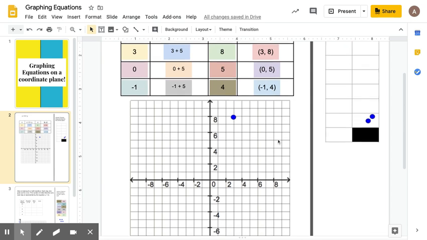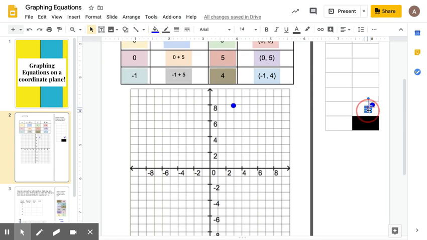My next point is 0, 5. I'm going to do the same thing, right? Over 0 and up 5. It's important to remember how we plot points, right? It goes x and then y. And last but not least, I have -1, 4. So I'll go -1 and up 4.